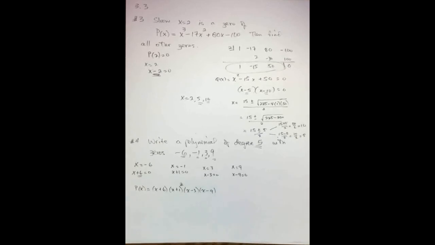Now here's the question. Is that good enough? Or do I have to multiply all this stuff out? I don't know. If I have to multiply it out, it's going to take me a while. I'm just going to stop right there. That is a polynomial of degree 5, and it does have those 4 zeros. Finished.